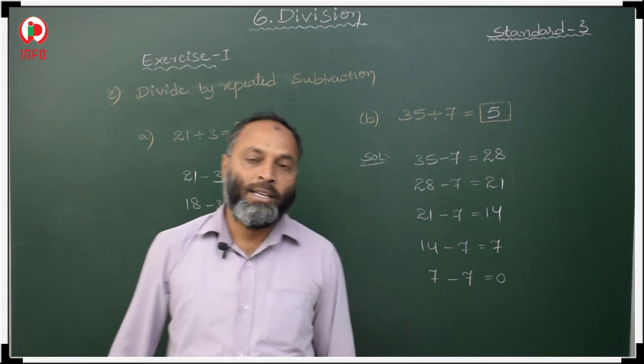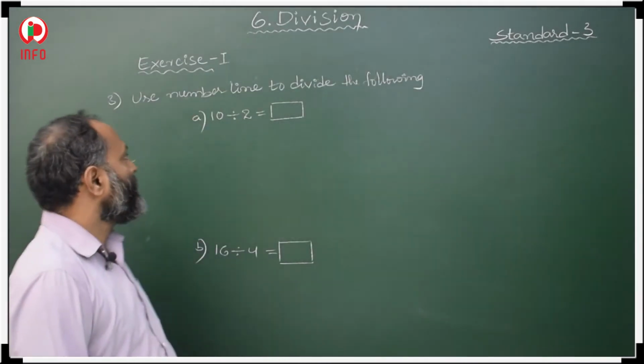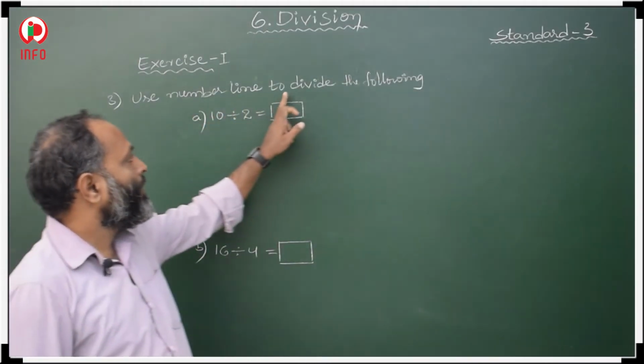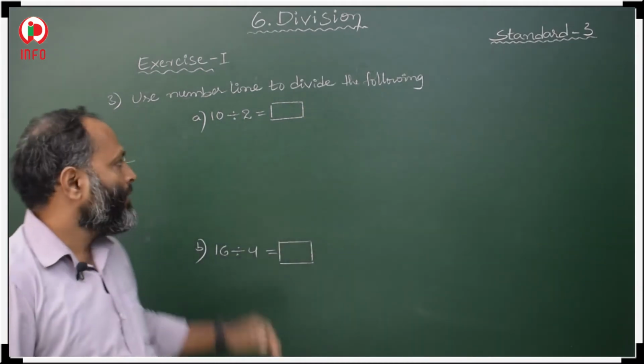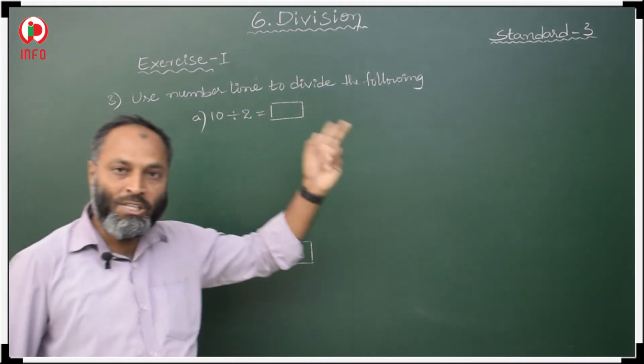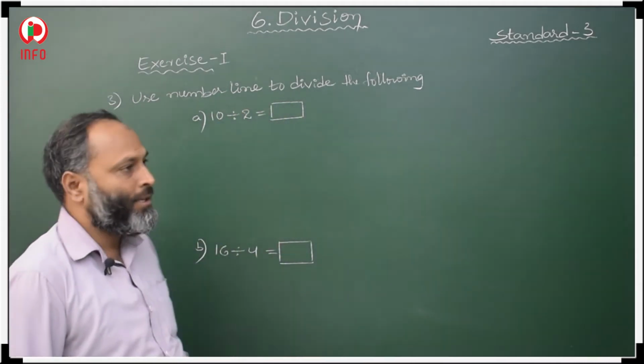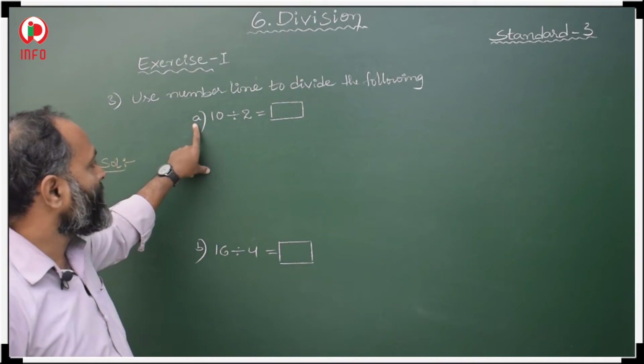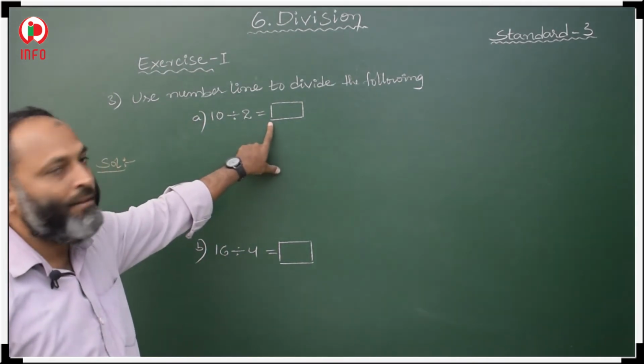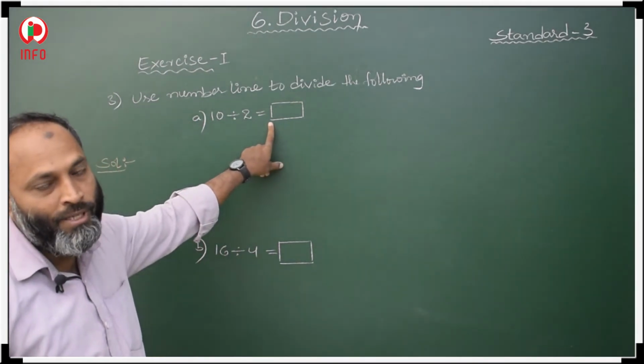This is repeated subtraction. Now third question, use number line to divide the following. Here two questions were given. So repeated subtraction is over. Now we have to divide using a number line. So how to divide? What is the first question here? 10 divided by 2 is equal to what?